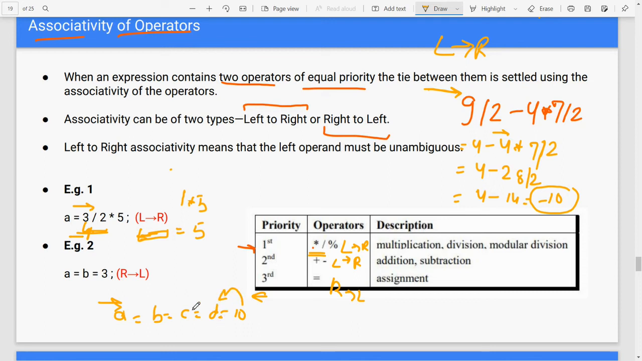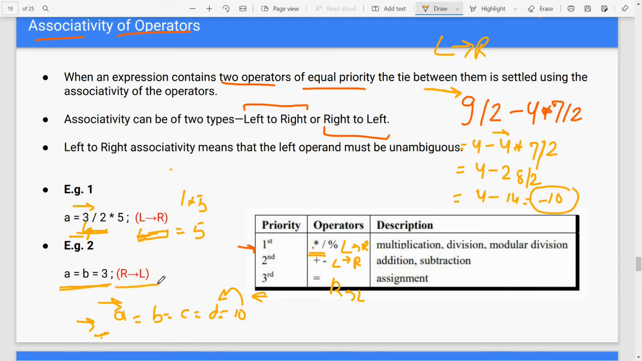Now C is equal to D, so C will also get 10. B is equal to C, so B will also get 10. And A is equal to B, so A will finally get 10. And if it had been left to right, it would actually throw an error, because A is equal to B means B is going to be equal to what A is, but you know that A has not been initialized with anything. That's why the rule for this equal to is right to left.